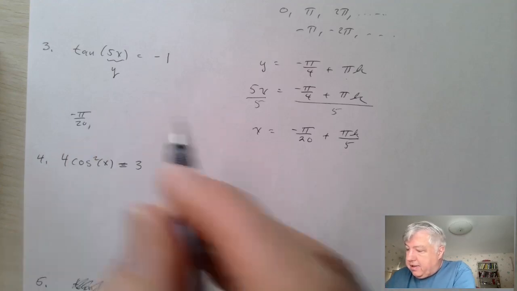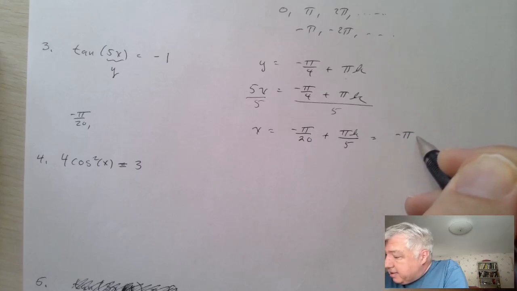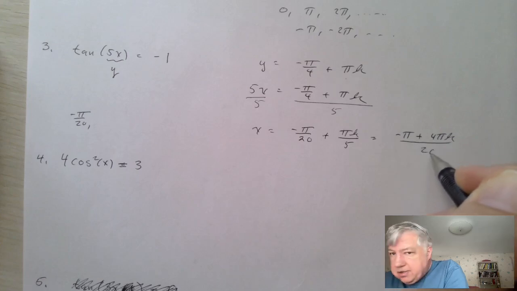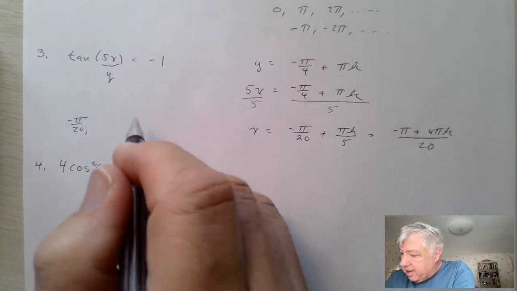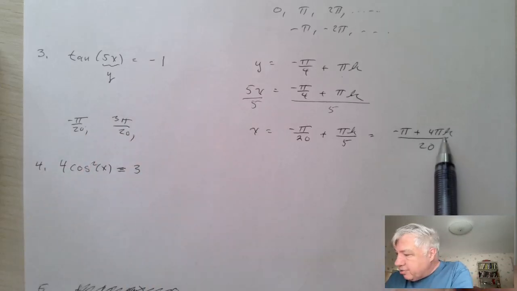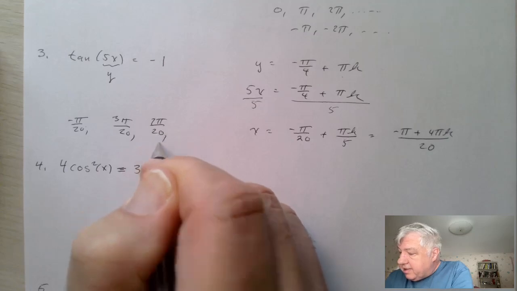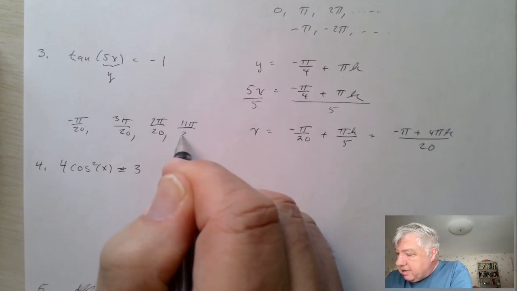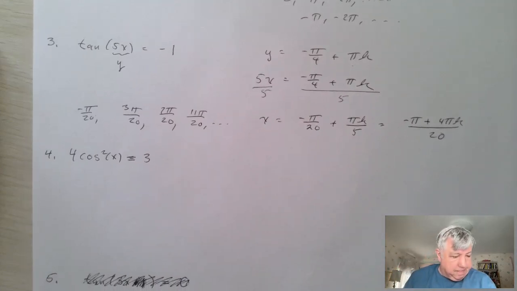In fact, we can rewrite this as negative pi plus 4 pi k over 20. So if k equals 0, we get this. If k equals 1, we get 3 pi over 20. When k equals 2, we get 7 pi over 20. When k equals 3, we get 11 pi over 20. And so on. We can get as many solutions as we want this way.